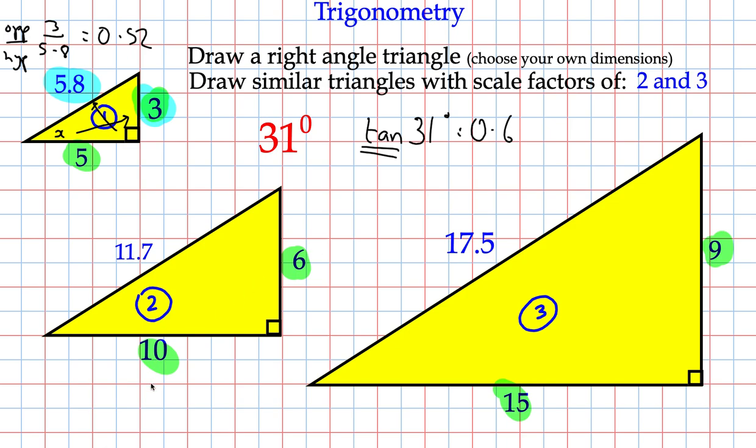And if we take the second triangle here, 6 divided by 11.7, the opposite divided by the hypotenuse, still gives us 0.51. It's just measuring error, really, because of the way I measured the third side there. It's basically about the same, 0.51. And if you look at the third triangle, 9 divided by 17.5, opposite divided by hypotenuse, we get 0.51 again.